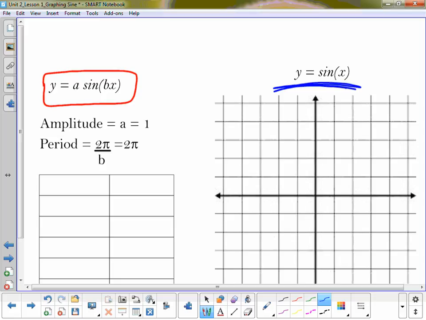The letter B helps us find the period. The period is how far the sine curve travels before it completes one curve. One curve looks like this. To find the period, we do 2 pi divided by that b. In the regular sine of x, b is 1, so the period is 2 pi over 1, which is just 2 pi. That means for every 2 pi, we'll travel a sine curve.